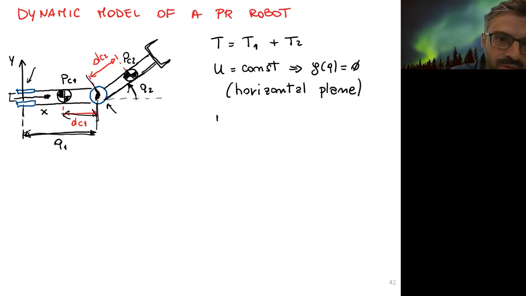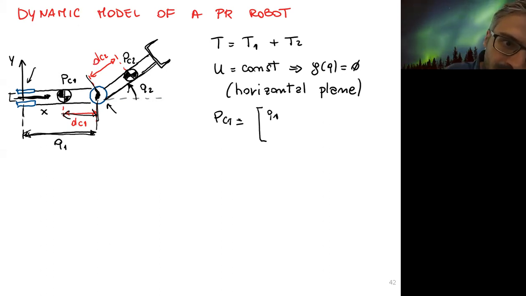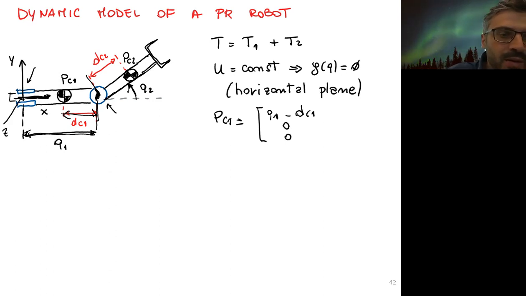So if we want to express the position vector of the center of mass of link 1, PC1, expressed in the XYZ frame, we see that PC1 only moves along the x-axis because we have a prismatic joint, and is Q1 minus DC1. While no motion is on the y-axis, so it remains at 0, and also on the z-axis, which is coming out from the paper.